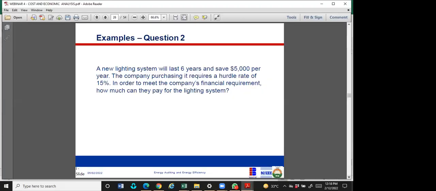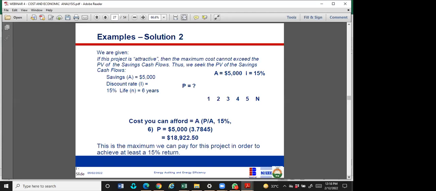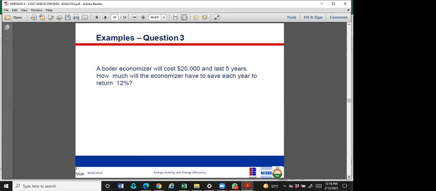Question number 2. So this is how it is solved. Question number 2. A boiler economizer. What is a boiler economizer? Tomorrow, next week, you know what a boiler economizer is. It's something that you put in a boiler to save energy. It's an energy efficiency measure done in boiler.